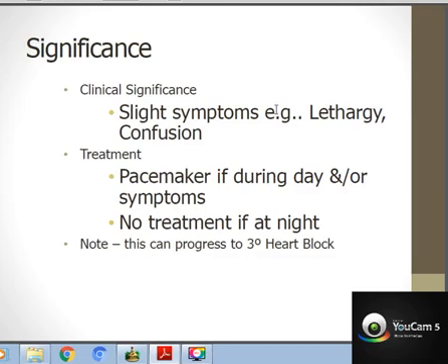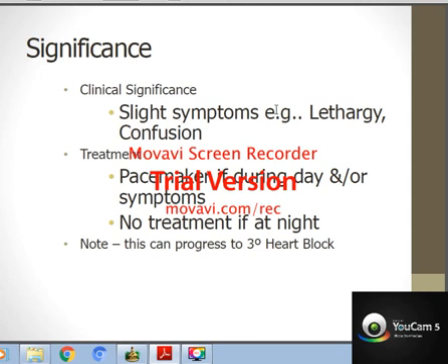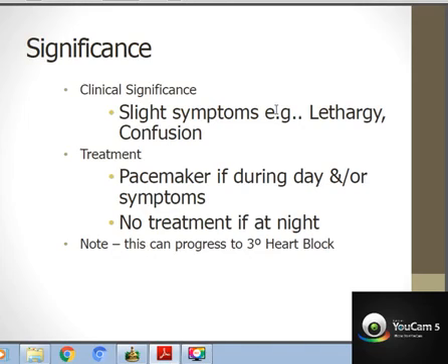Clinically, there will be mild symptoms because it's second degree and there is a dropped beat, so automatically it affects the heart rate. So the patient will have lethargy, confusion, some kind of mild symptoms. So if you see a patient comes up with symptoms, of course, pacemaker is the only option.